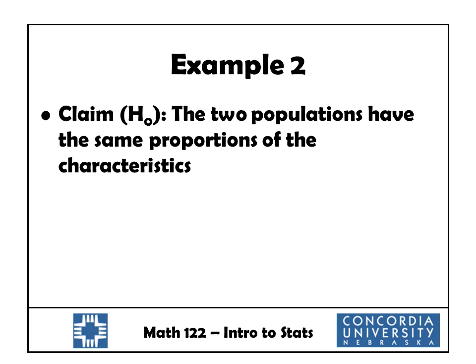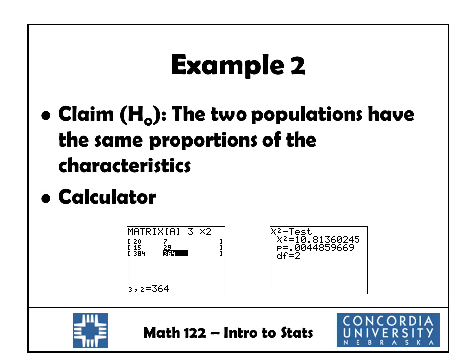Okay. So the way that we're going to word the claim, which is the same as the null hypothesis, is that the two populations have the same proportions of the characteristics. Now this is a very, very generic way of wording our claim here, but wording it more formally using the words that were given in the original problem is kind of cumbersome. So this is our claim, which is the same as the null hypothesis.